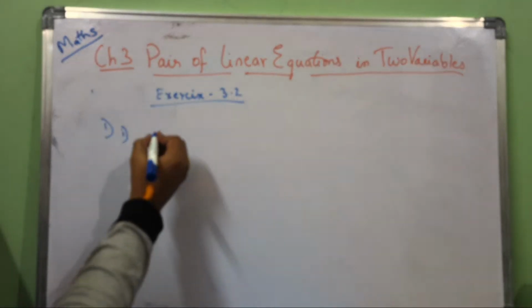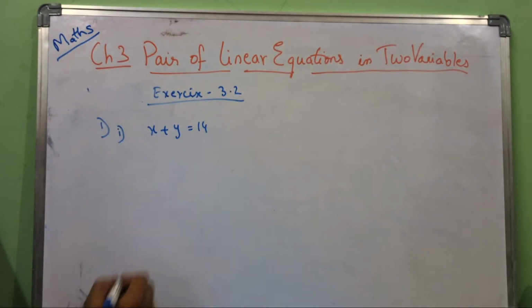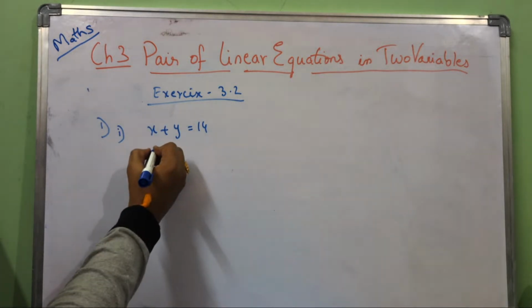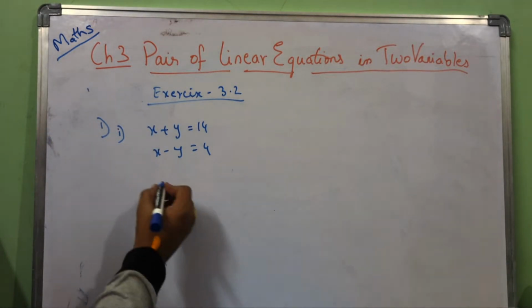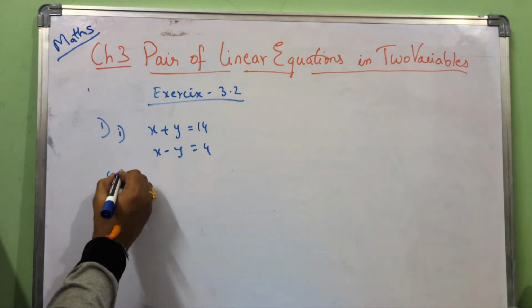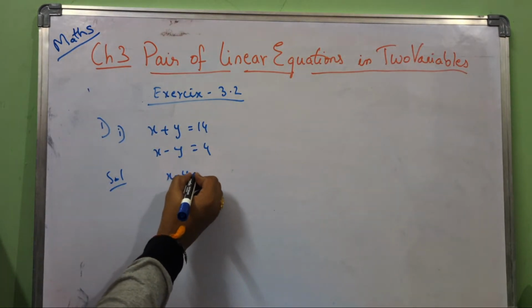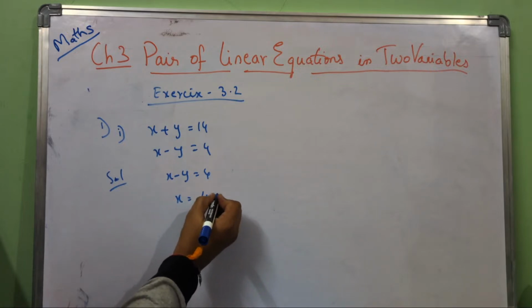So we have two equations, which are x plus y equal to 14. The second equation is x minus y equal to 4. Using the substitution method, we'll solve this. You can take any one of the two. I always go with the second, so I'll just go with the second again. So x minus y equal to 4, move y to the right side, so x becomes 4 plus y.